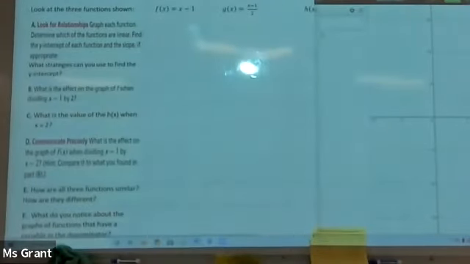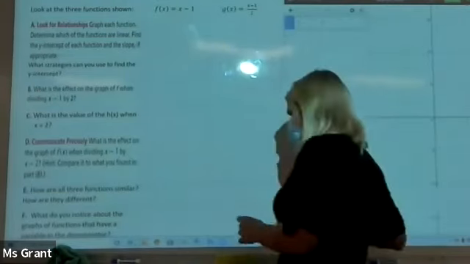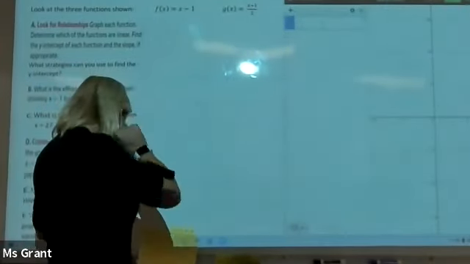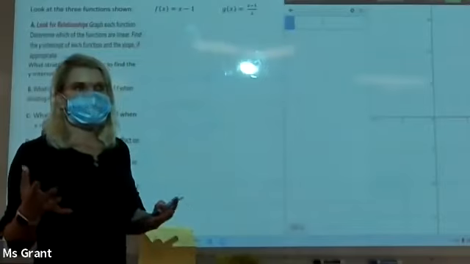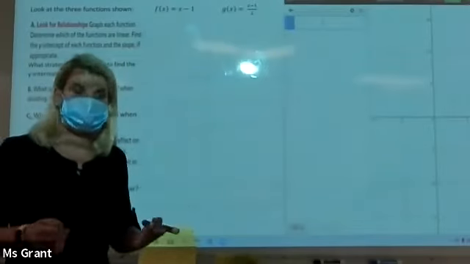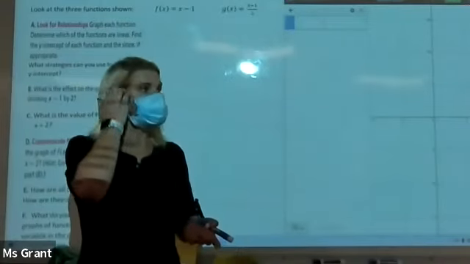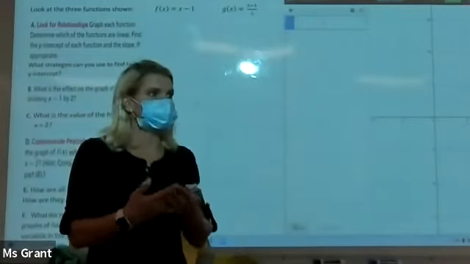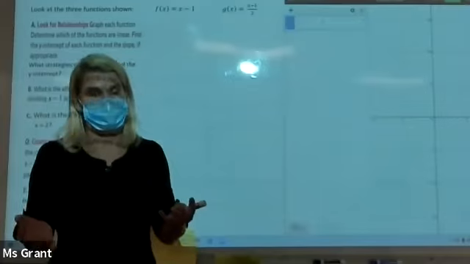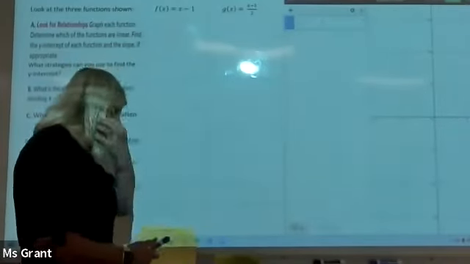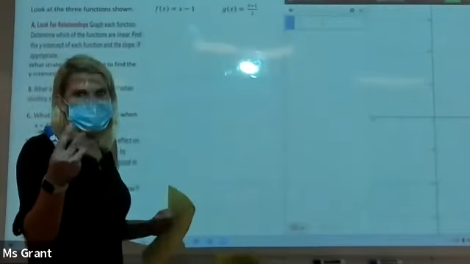Okay. So what I want to do, you have this worksheet, and what we're talking about today is using the function. It's going to have a variable, an x, in the denominator. Still trying to figure out what's the vertical asymptote, what's the horizontal asymptote, right? And then graphing those. So what I'm going to do is I'm going to compare three different graphs.